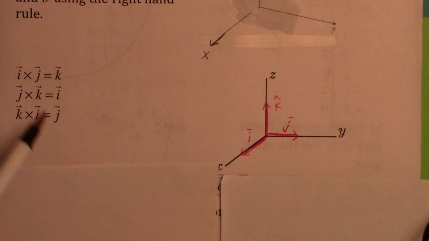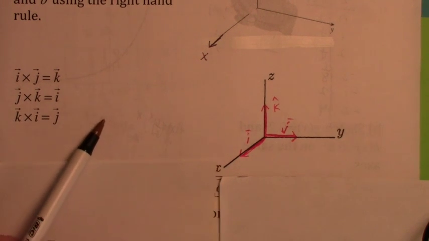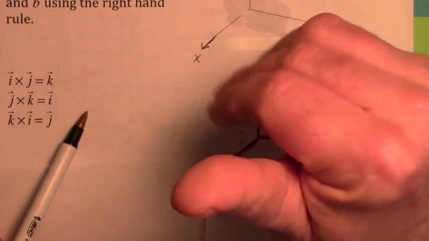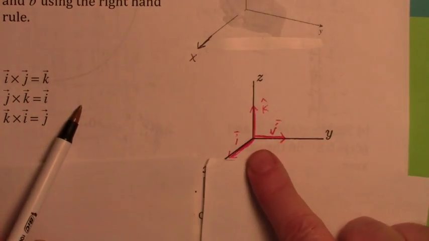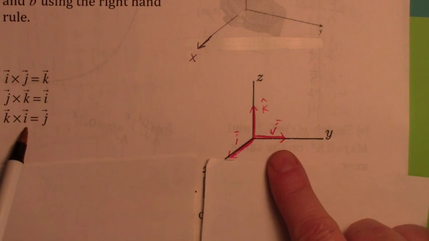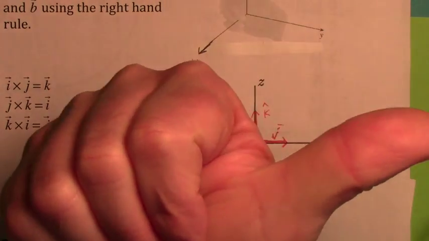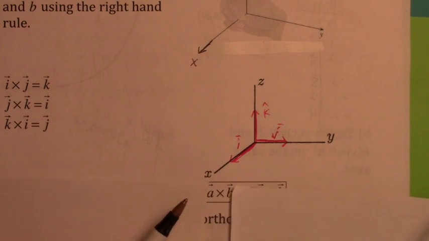J cross with K is I. Here's J, here's K, and when you cross them, you get the I vector. And then K cross with I, you get J. It's going that way. Anyway, so get good at that.